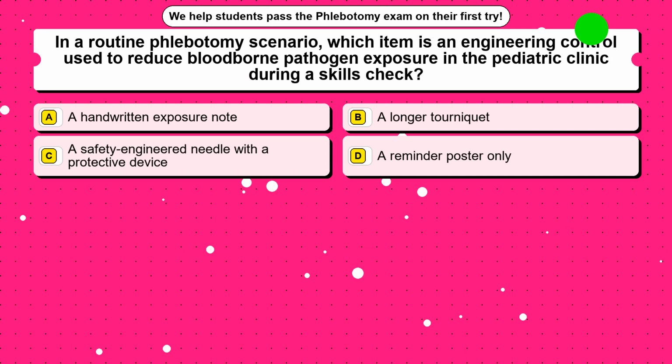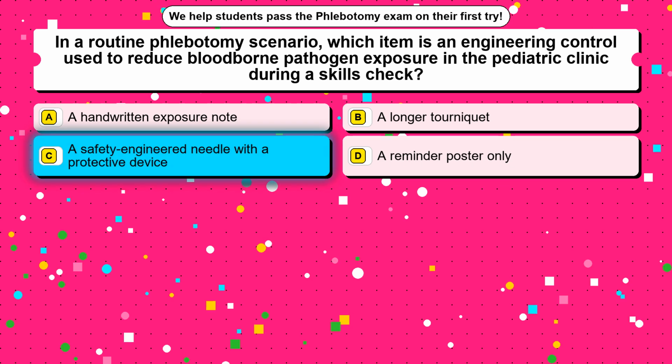Question 10. In a routine phlebotomy scenario, which item is an engineering control used to reduce blood-borne pathogen exposure in the pediatric clinic during a skills check? Option A. A handwritten exposure note. Option B. A longer tourniquet. Option C. A safety-engineered needle with a protective device. Option D. A reminder poster only.